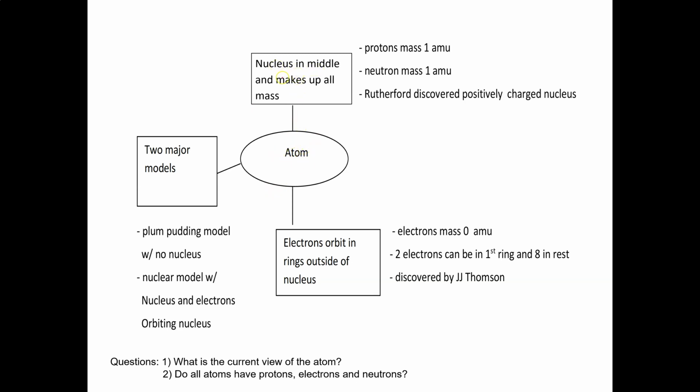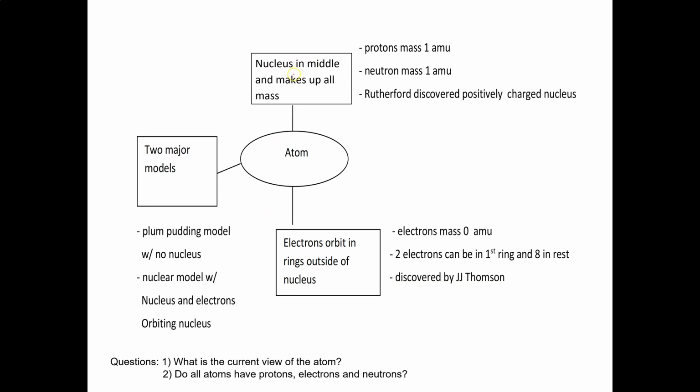It has a nucleus that's in the middle and makes up all the mass. You have 2 major models about it. Electrons orbit in rings around the nucleus. So these are 3 things I picked up from the notes. Whether it's a book or the notes I give you, any of those situations, these are the 3 pieces of data I think are important based off of the atom.